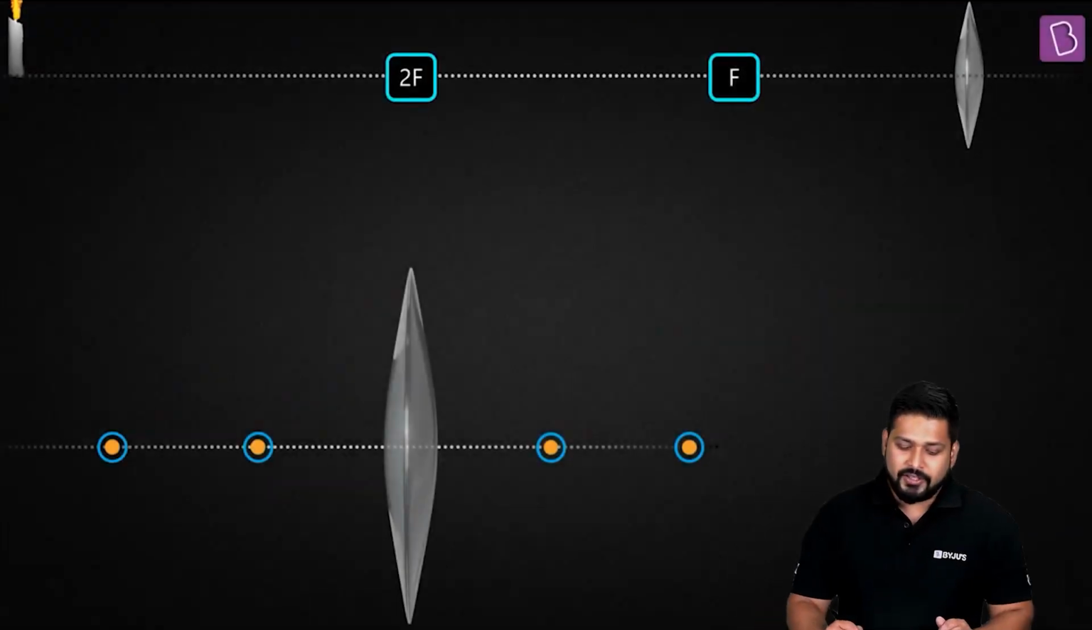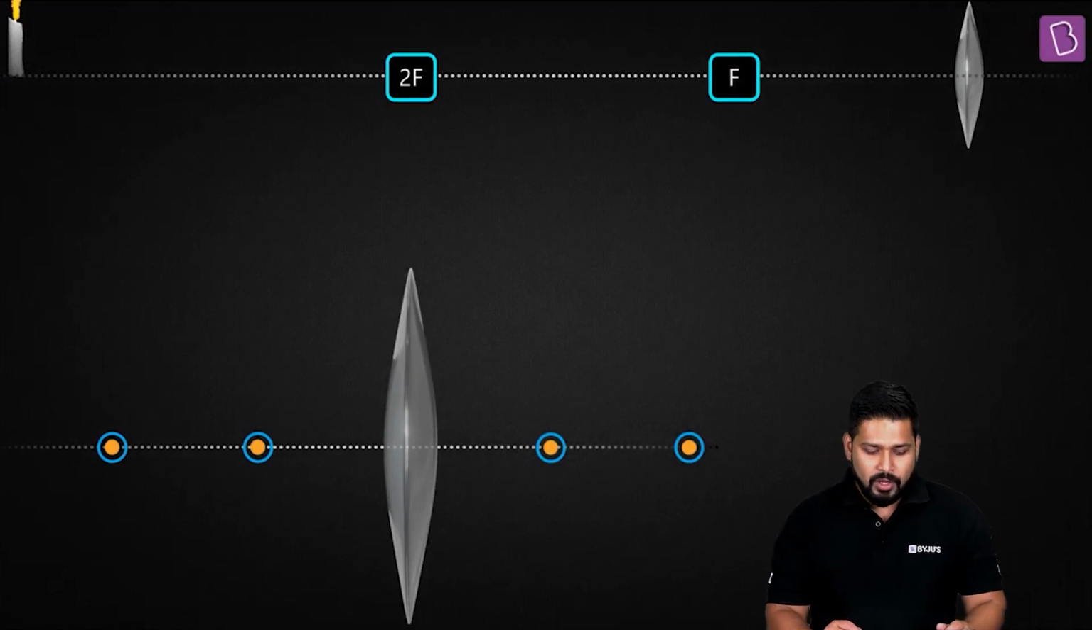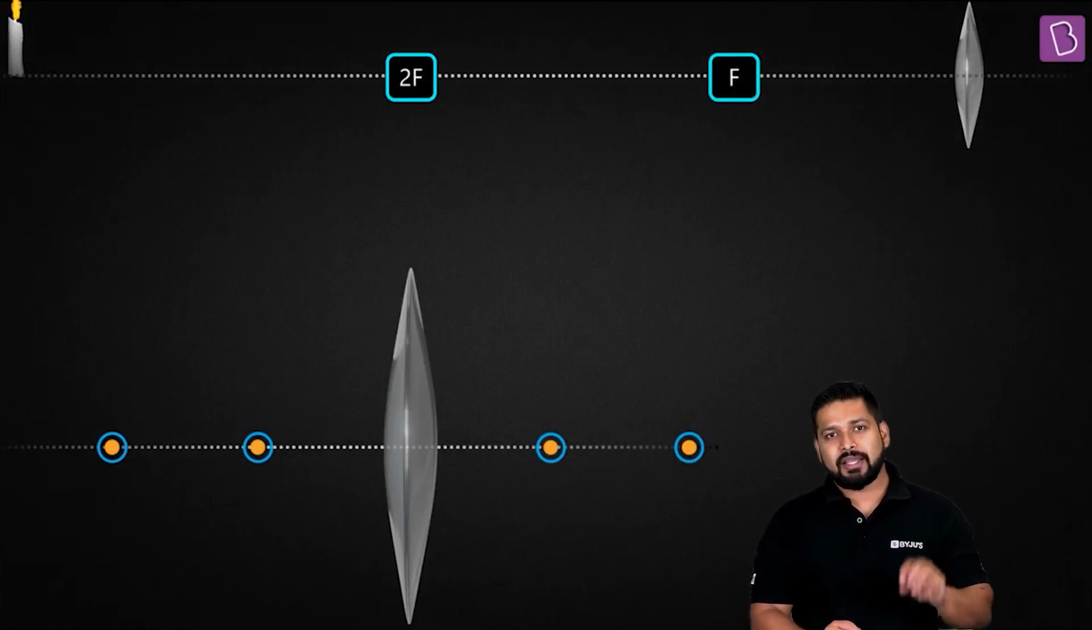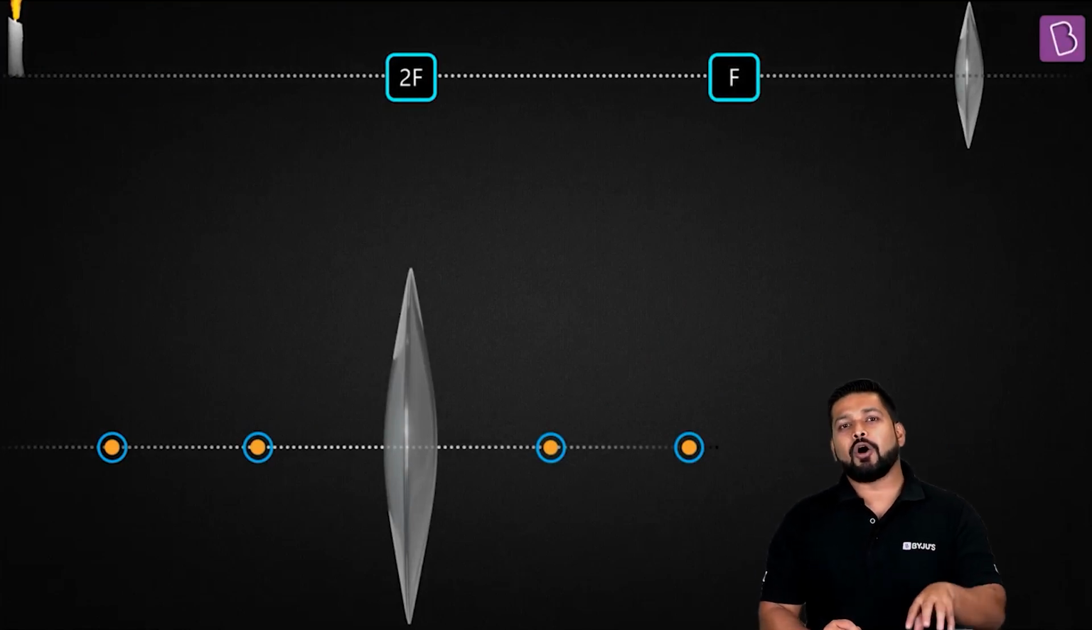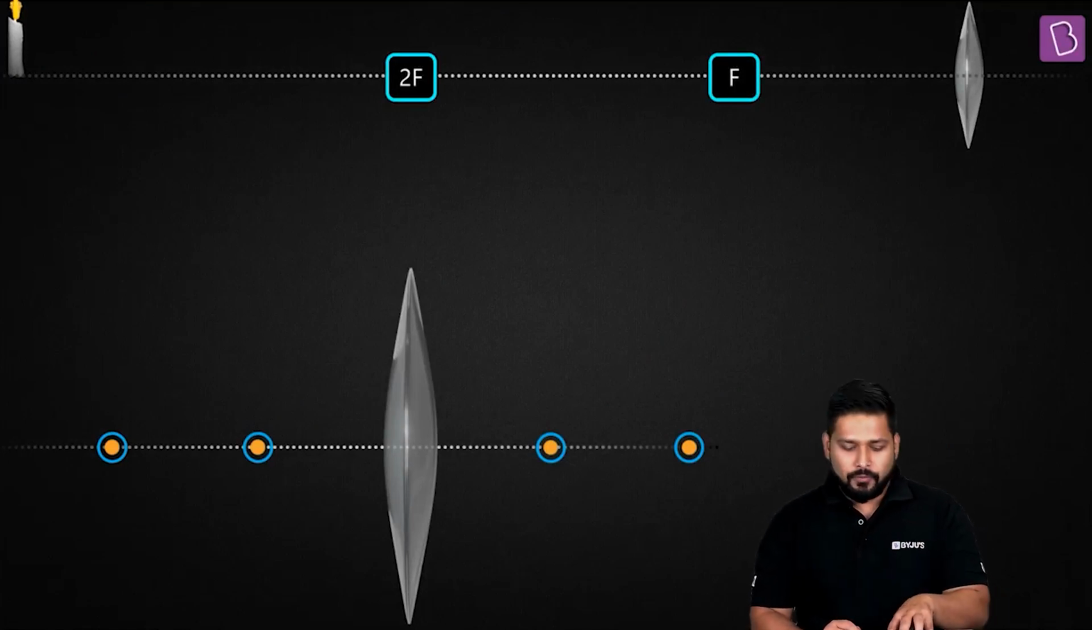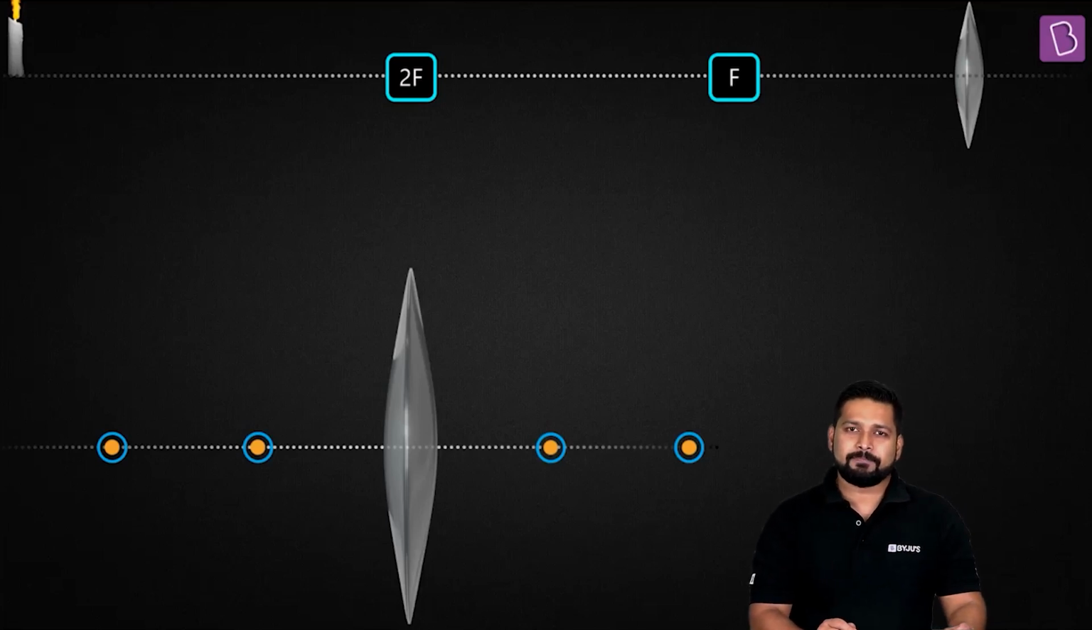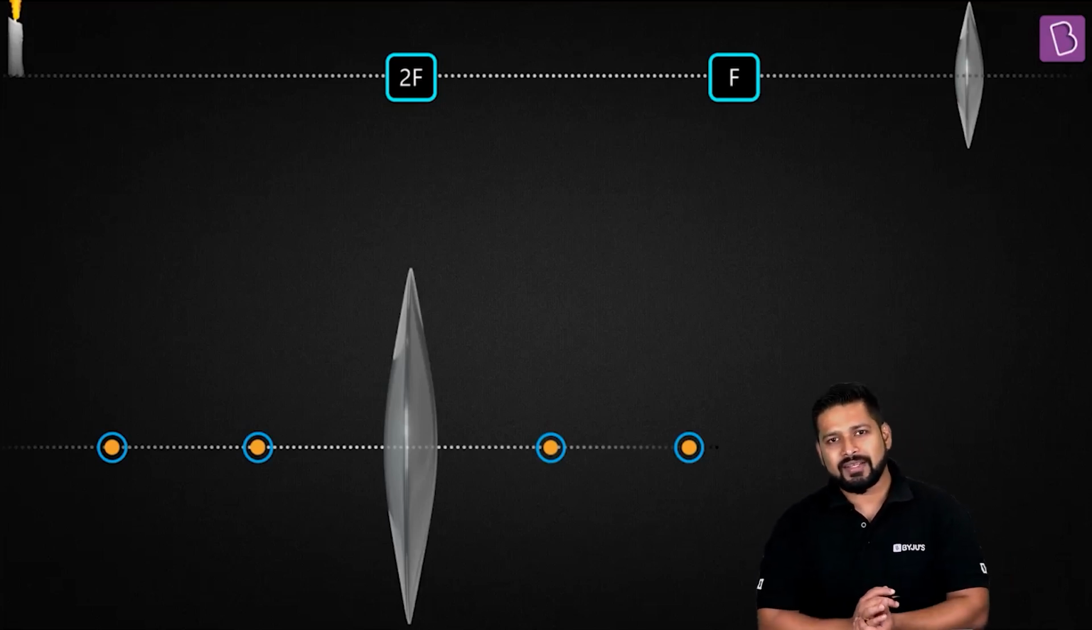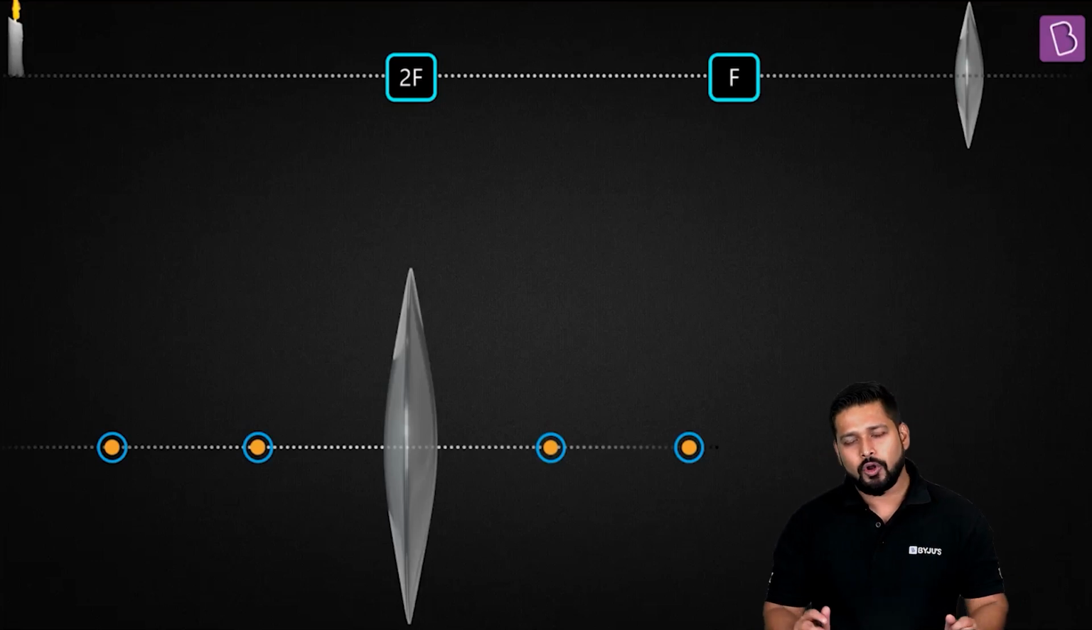So now we are going for ray tracing. Everyone ready? So first we are going to consider case 1, and we are drawing the ray diagram for a convex lens. Of course, it's an equiconvex lens, it's a thin lens, all the assumptions are already there.